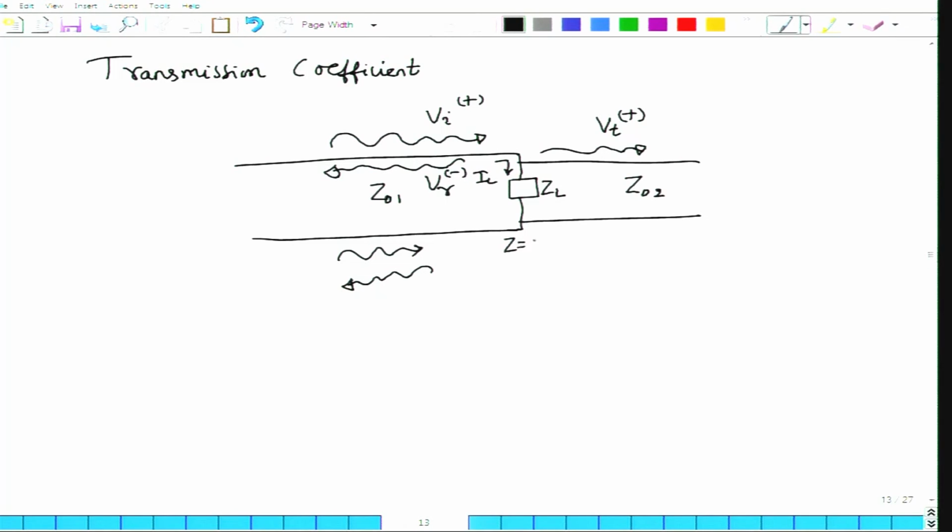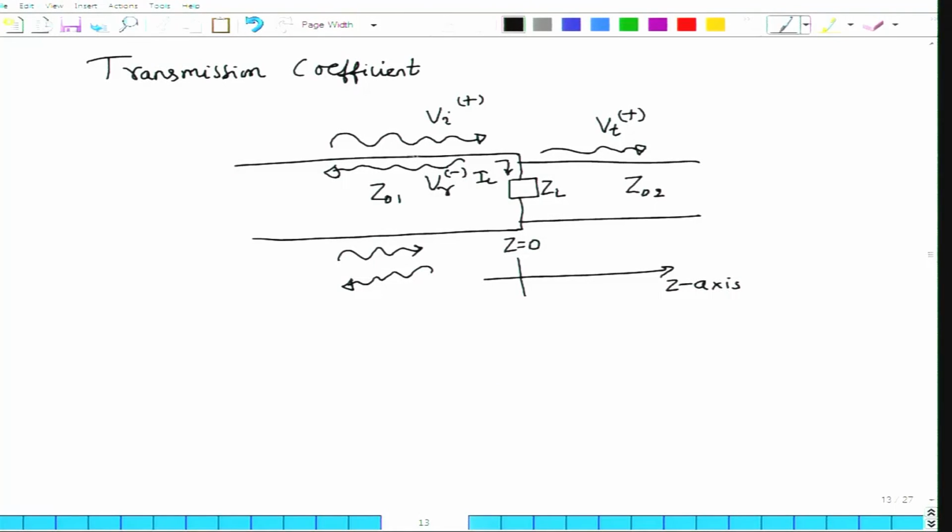All this is happening at the load, where I have kept the load at z equal to 0, and my z axis is increasing in this way. Now, I am interested in not only knowing how much the voltage is getting reflected, but also how much the voltage is actually transmitted. In order to do that, I have to write a couple of equations. Those are very easy to write. From the left, if I approach the transmission line at z equal to 0, then the total voltage will be Vi plus at z equal to 0 plus Vr minus at z equal to 0, correct.